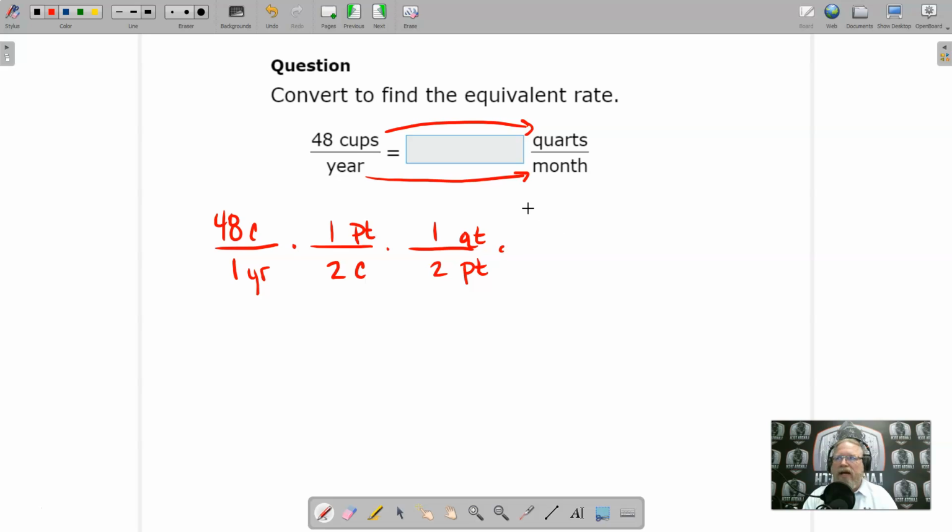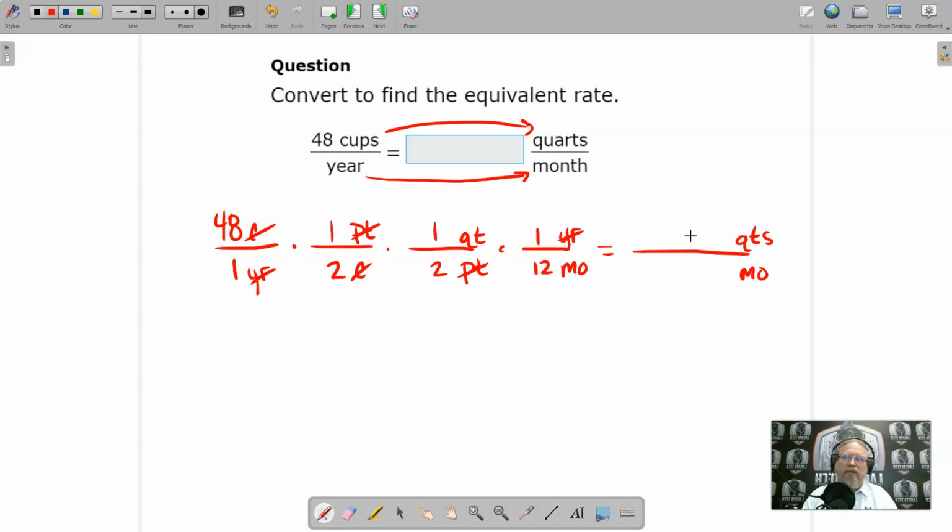Now I need to deal with the time, right? So years to months. Years in the denominator, so I want it in the numerator. Months. In 1 year, there are 12 months. So let's cancel out the stuff that cancels. Years cancels years. Pints cancels pints. Cups cancels cups. What are we left with? For the numerator, quarts. For the denominator, months, which is exactly what my answer wants. So I'm good to go there.